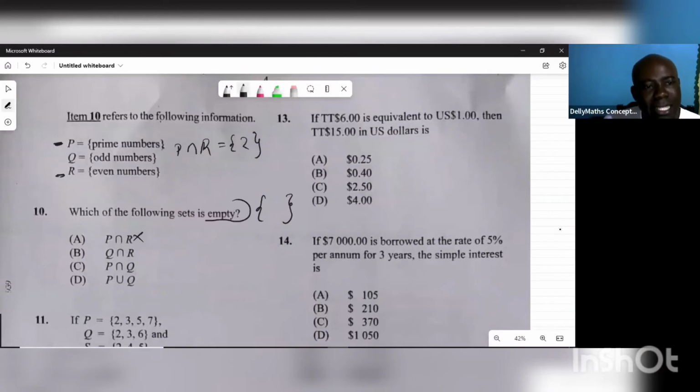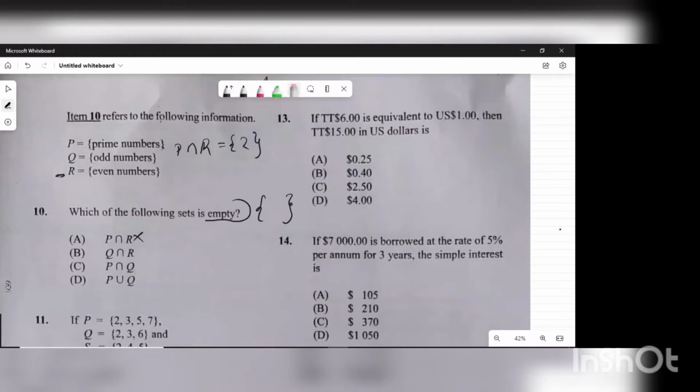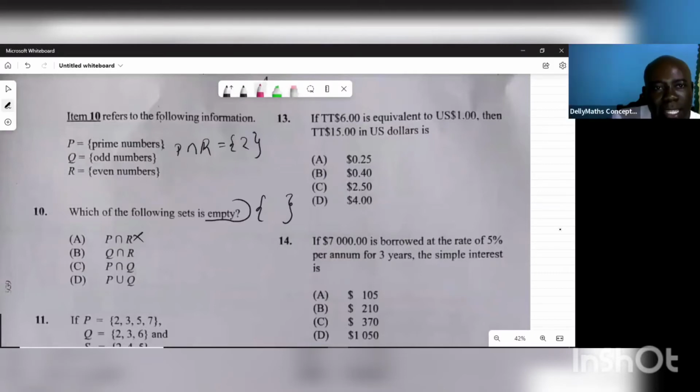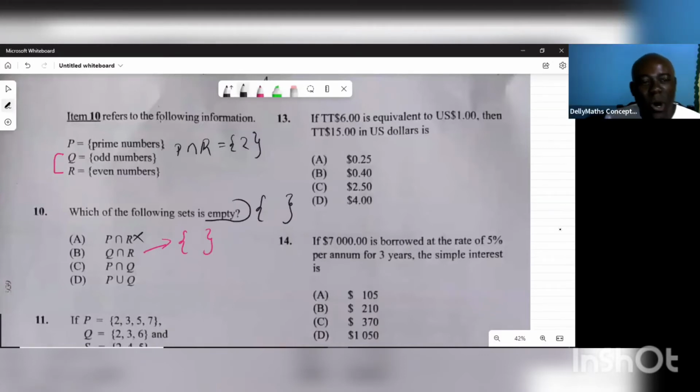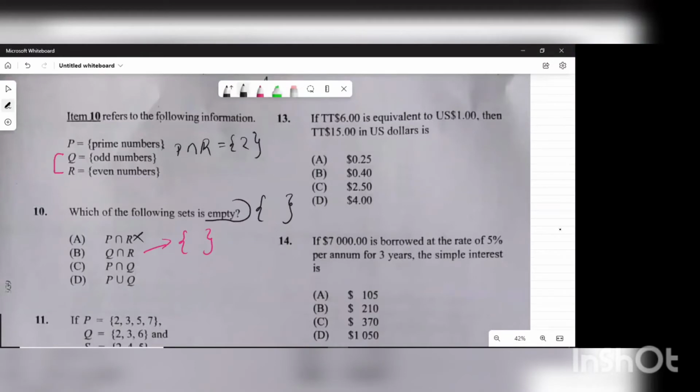So Q intersect R. Let me clean this and then re-ask. Q intersect R. Is there an odd number that is even? No, sir. So you want to think that this is empty, don't you? Yes, sir. So is that the answer? Which of the following sets is empty? Q intersect R, it's empty.